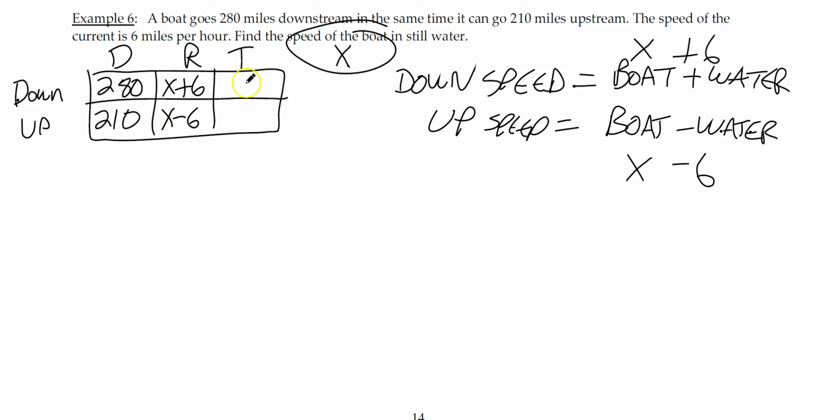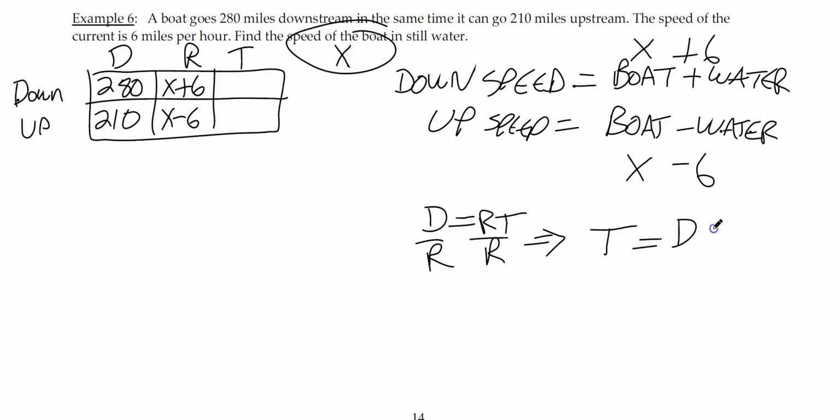Okay, so our third column we fill out with the formula. Now the formula, d equals rt, if we wanted to solve for t, just divide by r. And this gives us the formula, the time is the distance divided by the rate. Okay, so this will be 280 divided by x plus 6. I didn't leave much space for this one. And 210 divided by x minus 6.